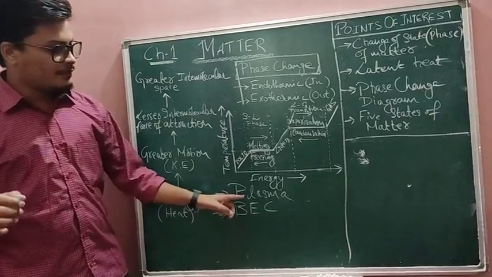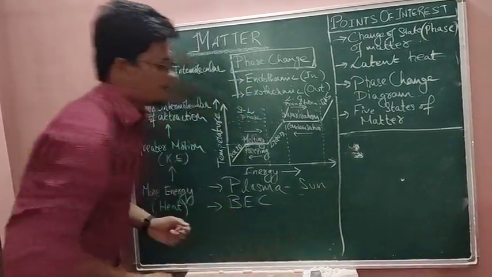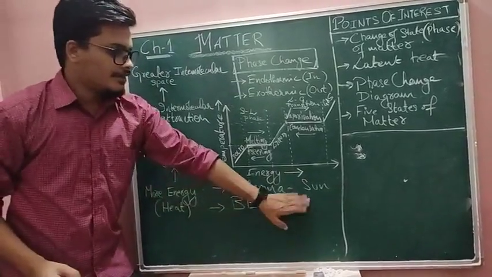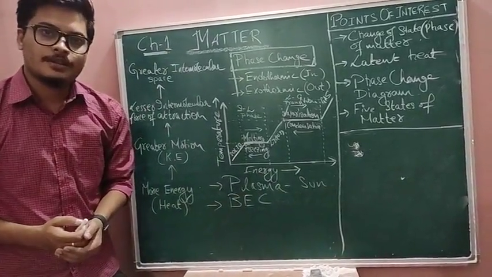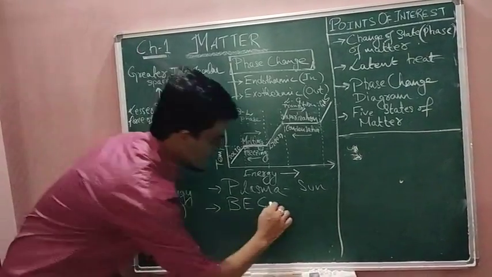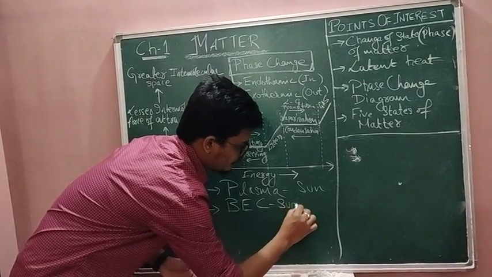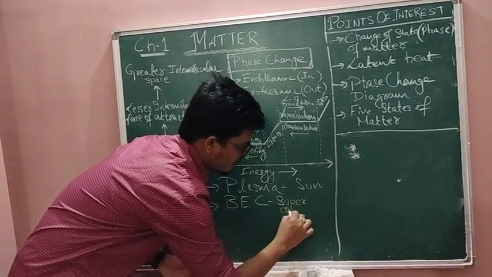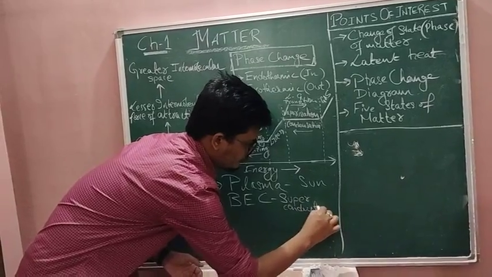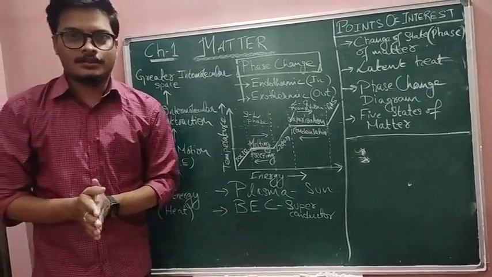Clear? An example of plasma you can take down is the sun, a fine example of plasma. The next example you can take down is the fluorescent bulb. Whereas for BEC, that is Bose-Einstein condensate, a fine example is a superconductor. This is an example of BEC, Bose-Einstein condensate.